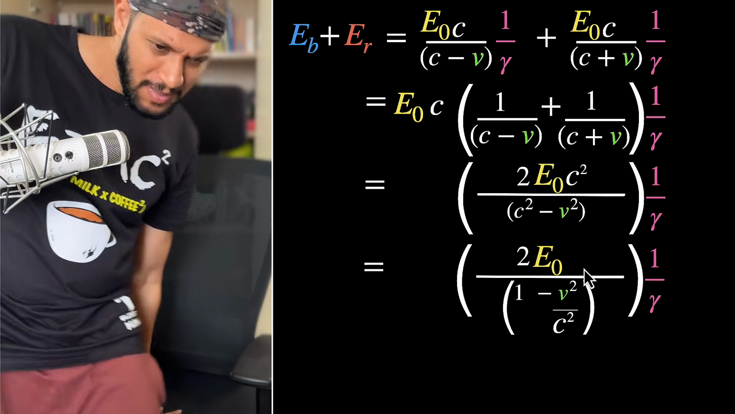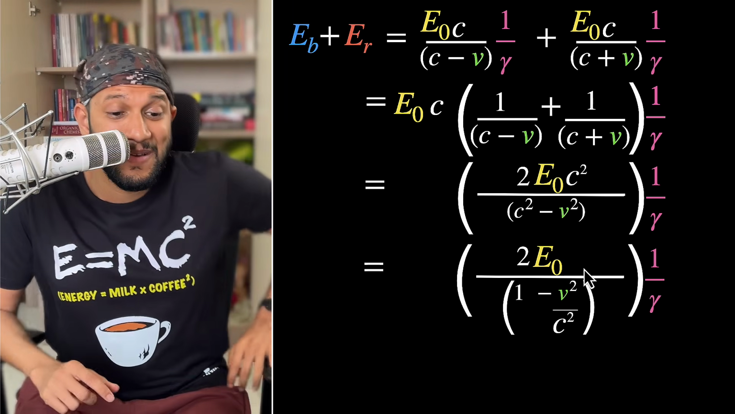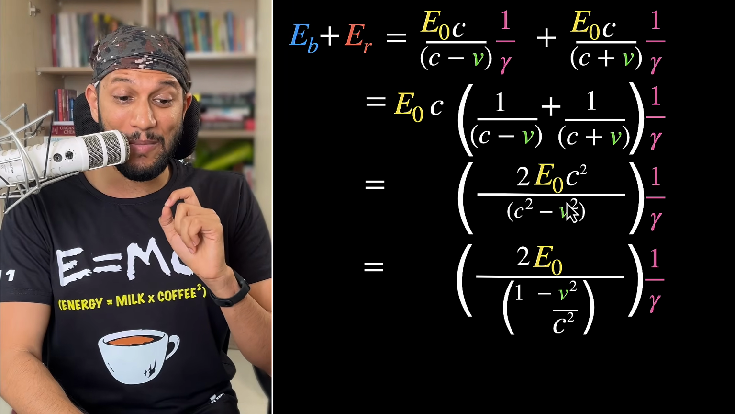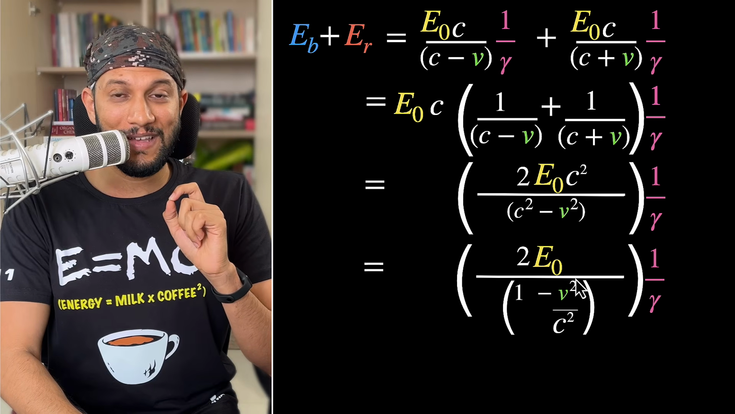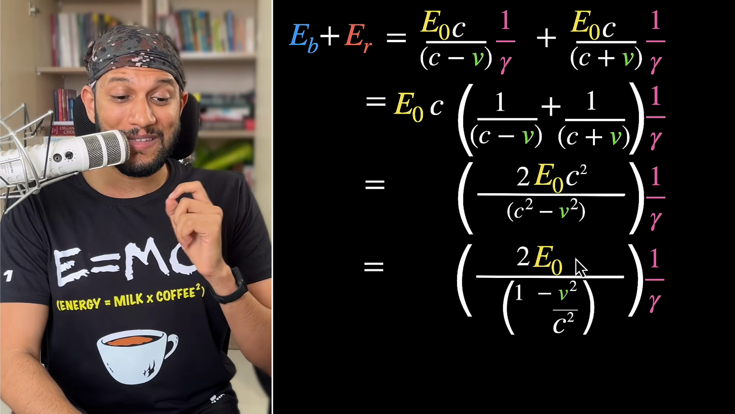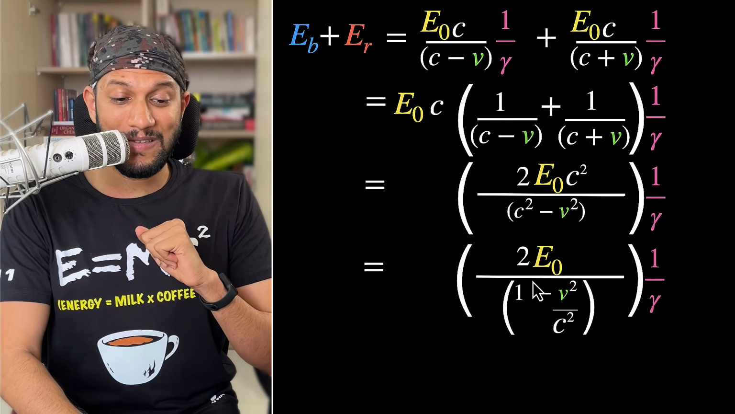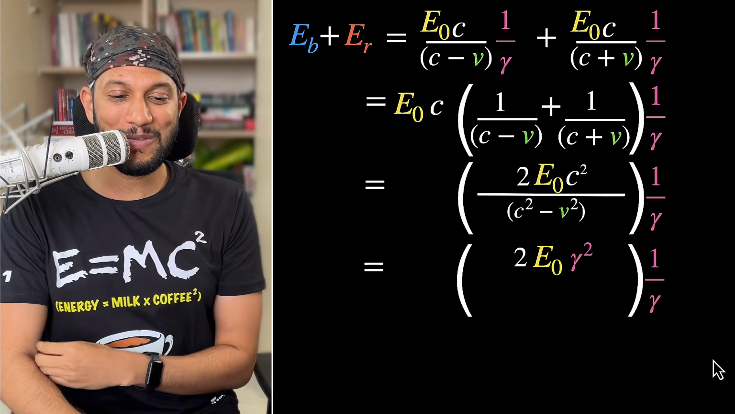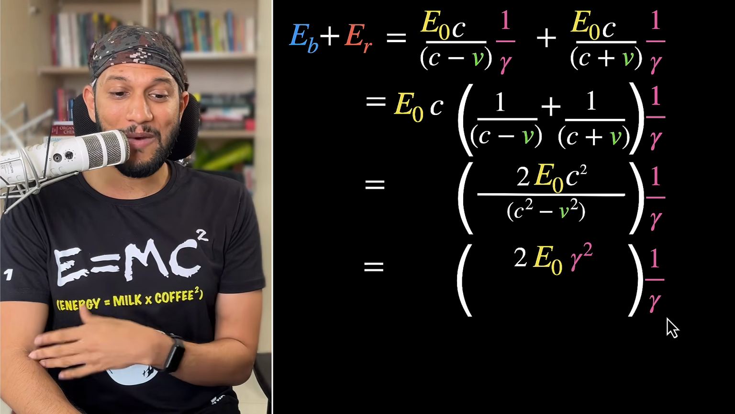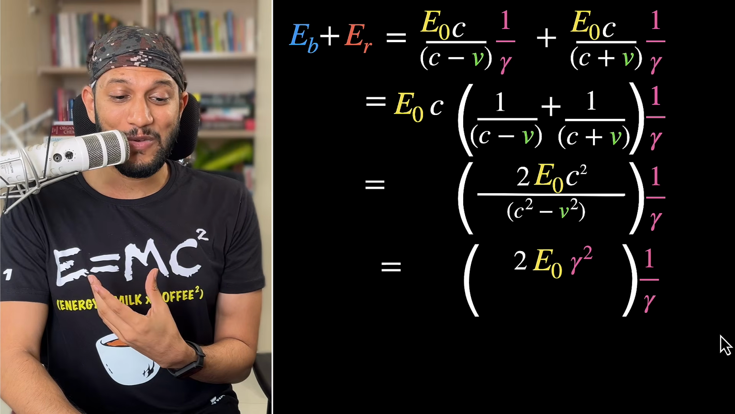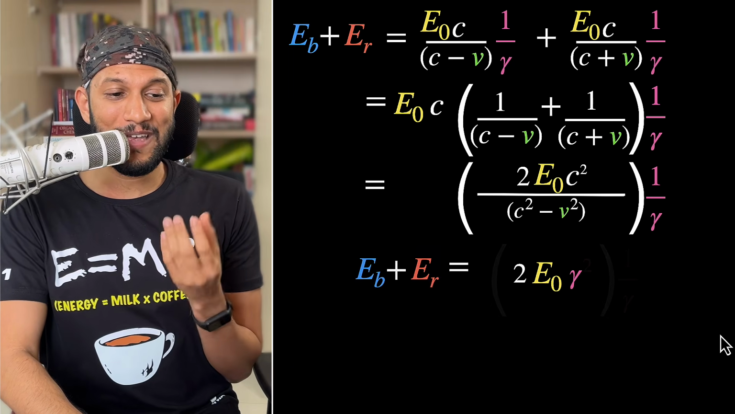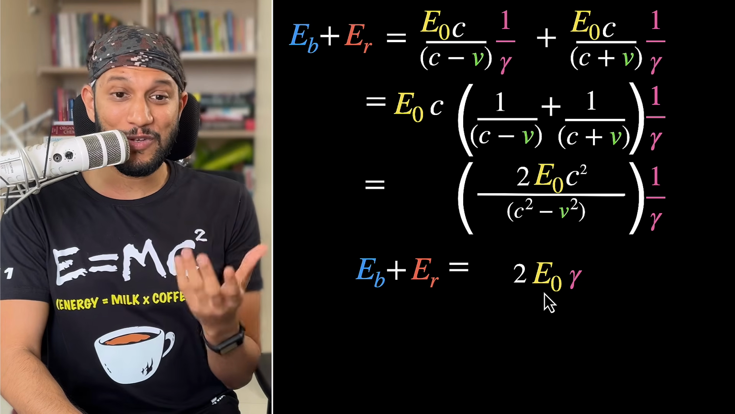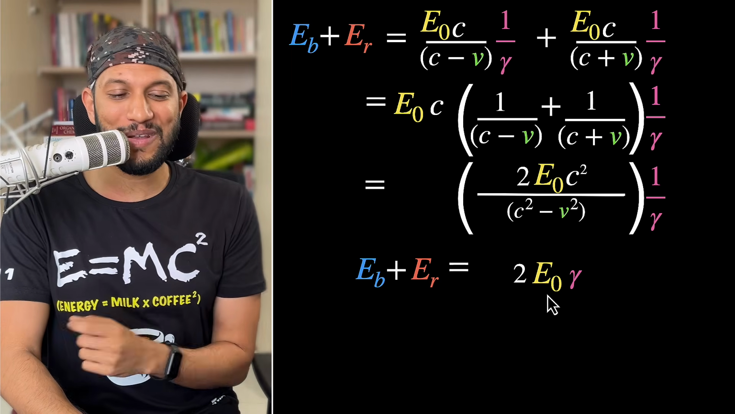What happened? It stopped? Why did it stop? Oh yeah. Now we have 1 divided by 1 minus v square over c square. Remember, if we had a root over here, then this term would be gamma. But since there is no root over here, that means 1 divided by this number is gamma squared. And so you have a gamma squared and a gamma, so that cancels out. And so you get the total energy of the blue shifted and the red shifted photons equals 2 times the initial energy of the photon from the rest frame, times gamma.